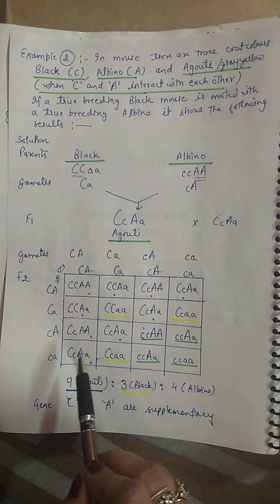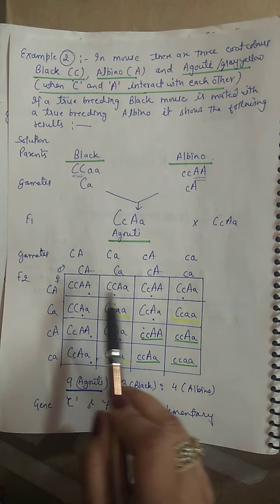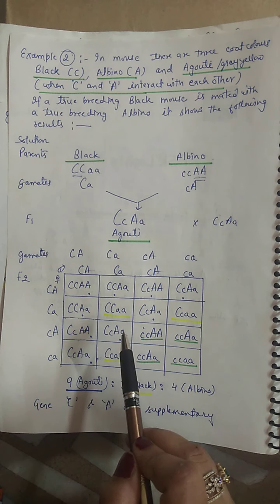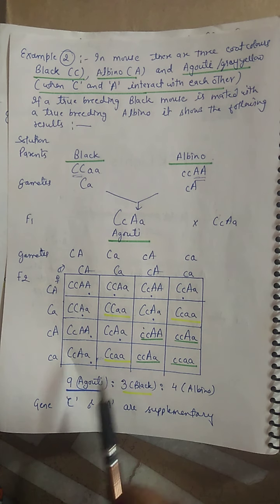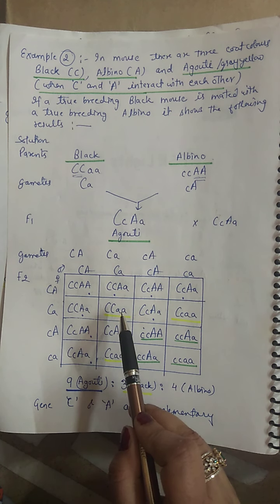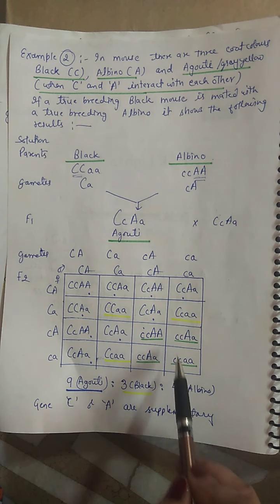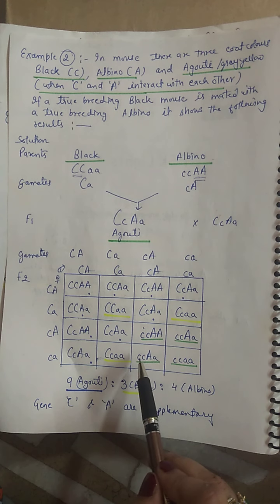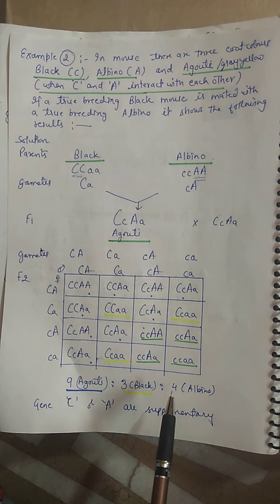In this way, wherever these both dominant genes for C and A are present, either in homozygous or heterozygous form, they will all be agouti, meaning all 9 will be agouti. The rest 3, where A for albino is recessive, will be black, and those 4 individuals where C for black is recessive will be albino. Here gene A and gene C are supplementary, hence they are producing the 9:3:4 effect. Thanks.